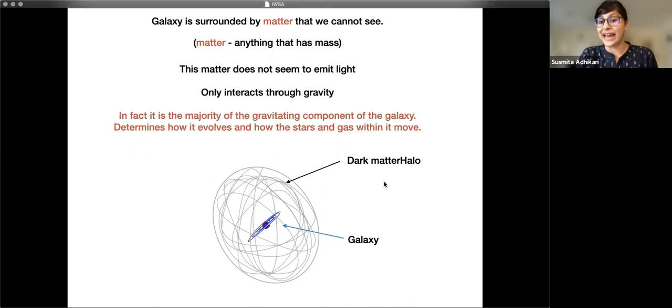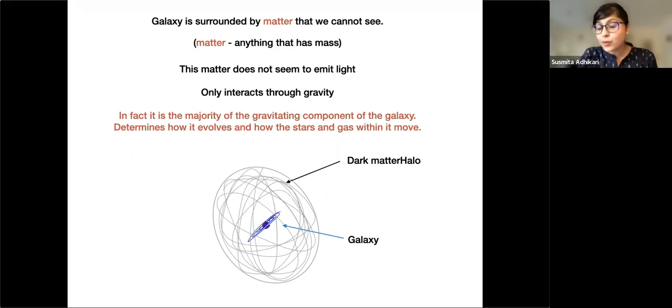This matter does not emit light. And as we said, the reason we think it's matter is that we can infer its presence by its gravitational influence. So everything that has mass interacts gravitationally, interacts via the force of gravity, the attractive force of gravity. So even though this matter does not actually emit any light in any part of the spectrum that we know of, we know of its presence because of the way it influences the motion of stars and of gas and of clusters of galaxies through the gravitational force. So this was very surprising to us.